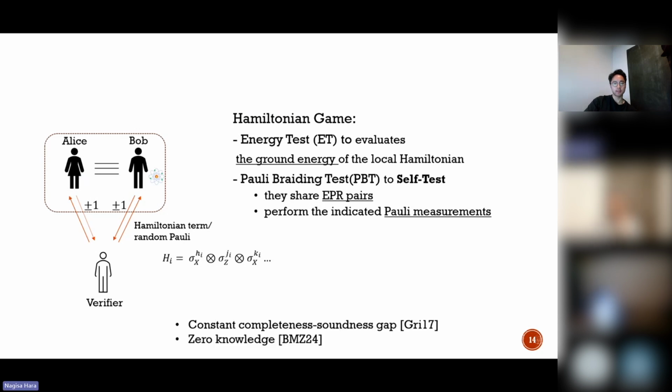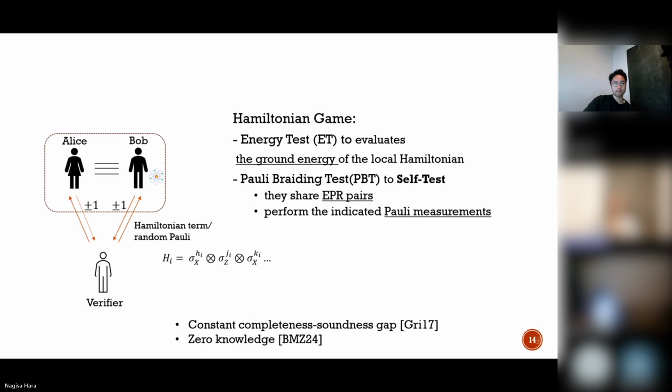And then it's been known that this process has a constant completeness-soundness gap. And then you have to modify the process, but basically the structure is the same. But if you modify it, then you can show that this process has a zero knowledge property. This is discussed in the paper by Broadbent, Metger and Zhao 24.